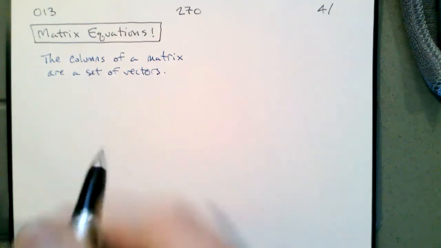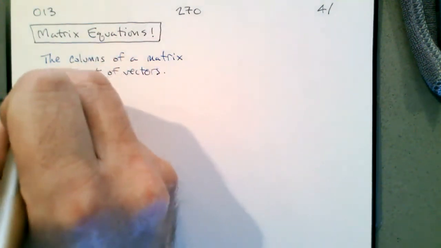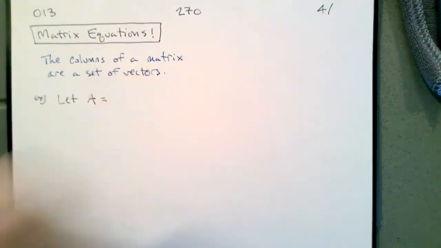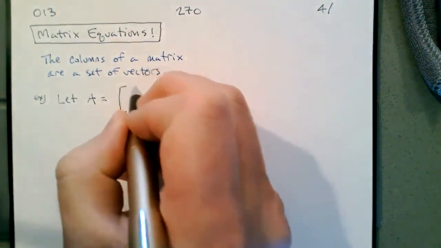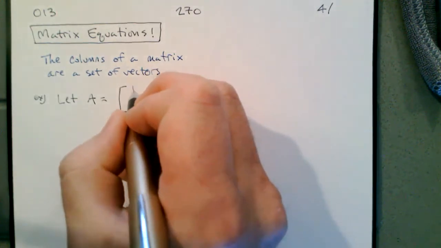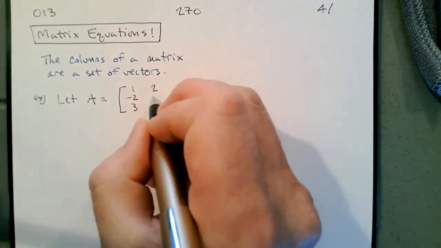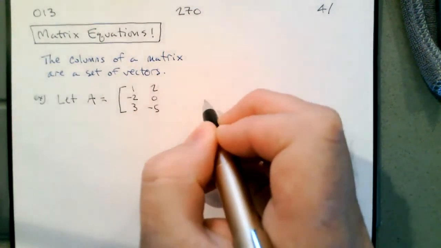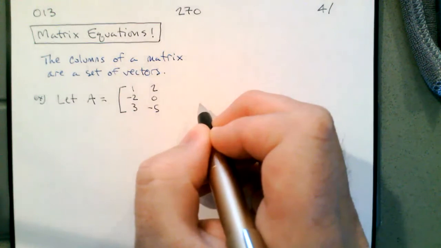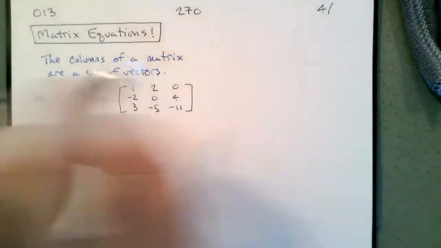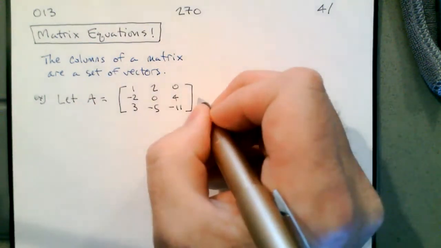So I'm going to make A a matrix. Matrices are usually going to get capital letters as names. The matrix is going to be 1, negative 2, 3. Second column is 2, 0, negative 5. And the third column will be 0, 4, negative 11. So A is this 3 by 3 matrix.